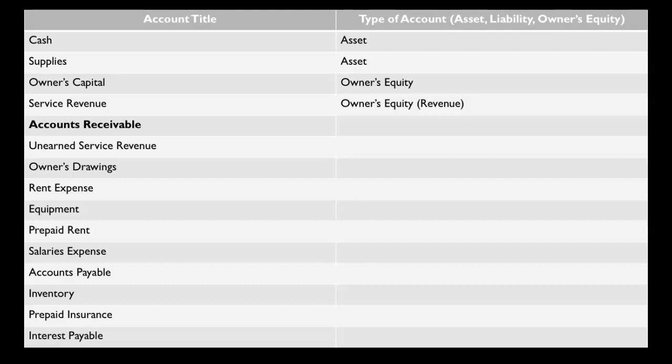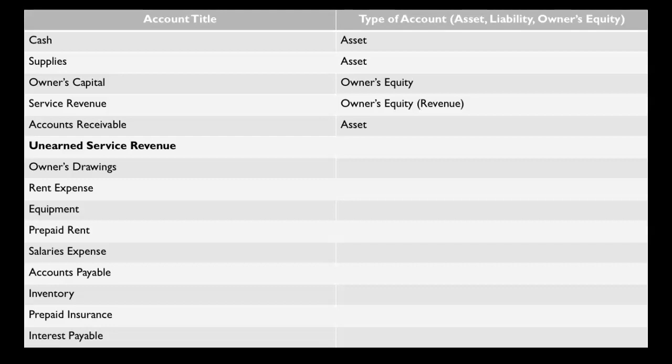Accounts receivable. Accounts receivable is whenever a customer owes us money. So think of it as you will be receiving money in the future, right? So if we will be receiving money, that sounds like a good thing. So we're going to put accounts receivable under the asset category.